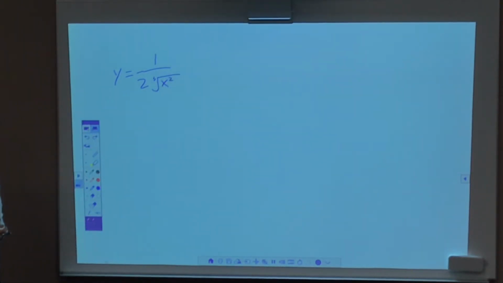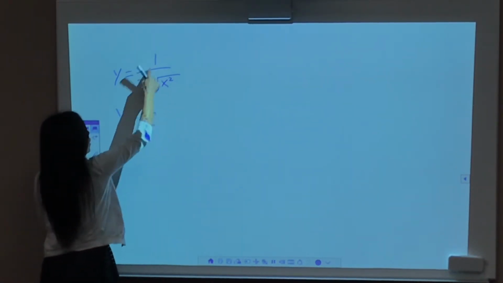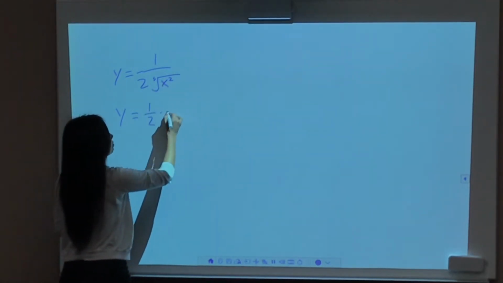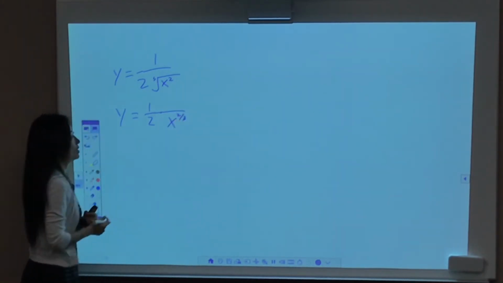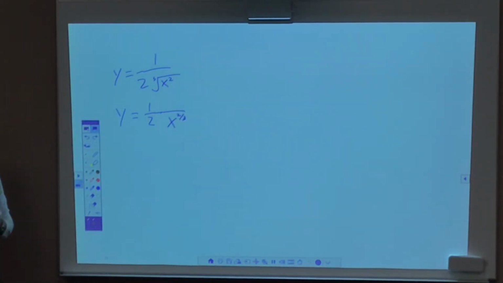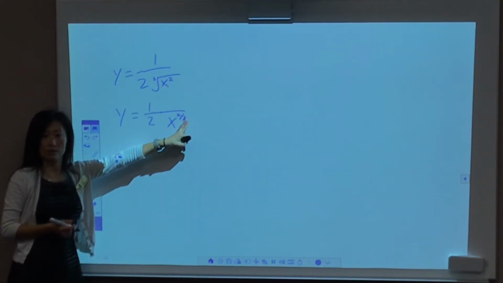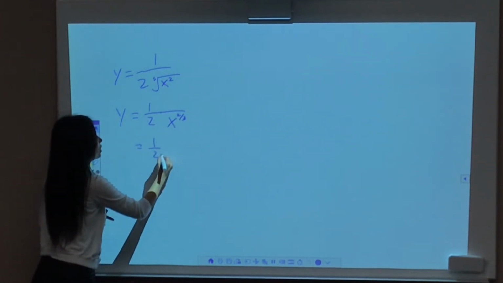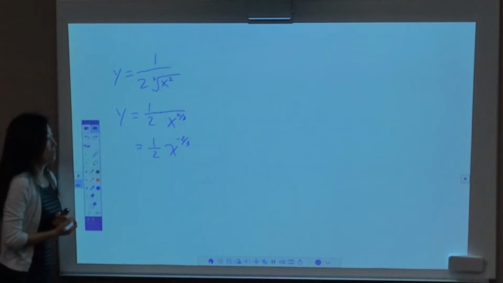So first things first, I gotta rewrite this problem, am I right? So let's rewrite it. So y is equal to 1/2, I'm gonna put the number by itself. What else do you have? This is the same as x to the 2/3. I'm making this radical into a power first. But this is the denominator, so I need to rewrite this one as 1/2, and then x to the what power? -2/3.